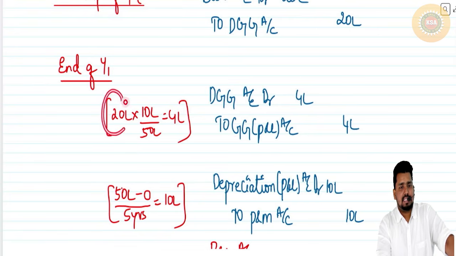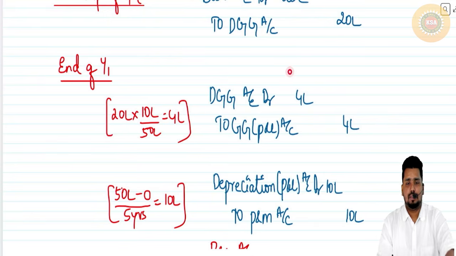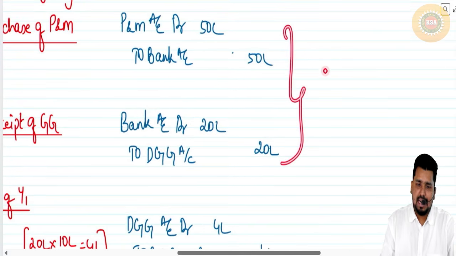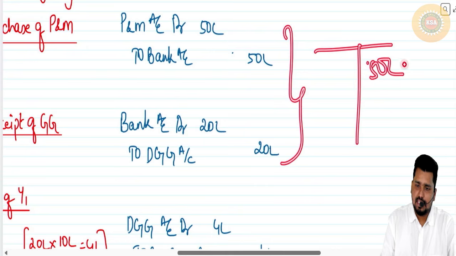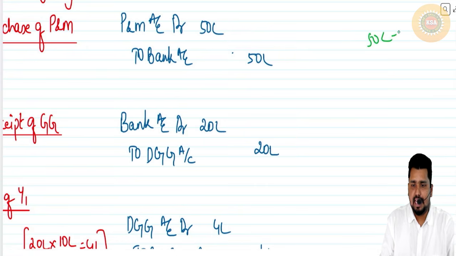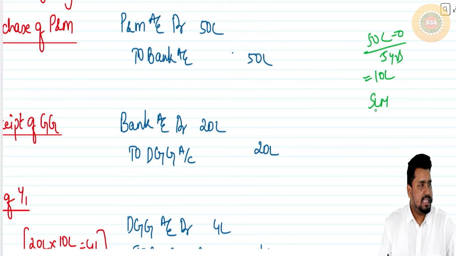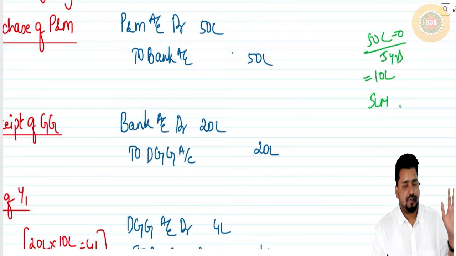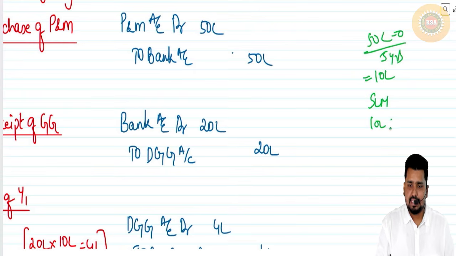Correct? What is the DGG value? 20 lakhs. So my question is, did we touch the plant and machinery or did we not touch? We did not touch. Therefore, what will be the depreciation every year? 50 lakh minus 0 divided by 5 years. Assume this is SLM because no other information is given, using useful life. So every year it will be 10 lakhs, 10 lakhs, 10 lakhs.